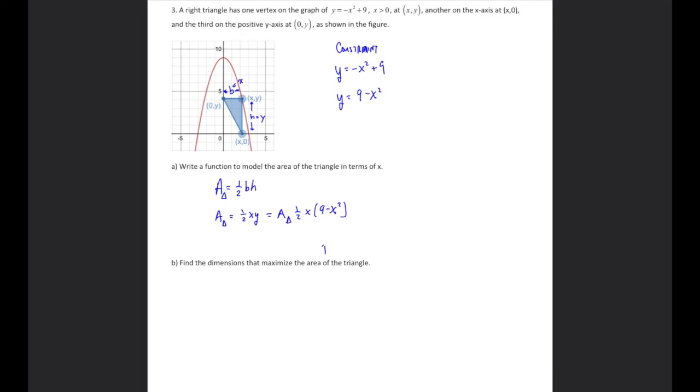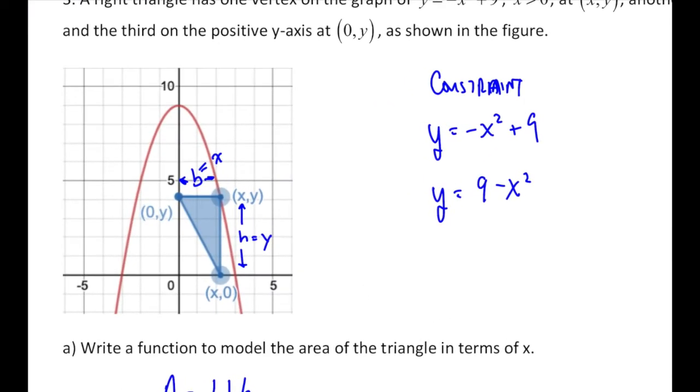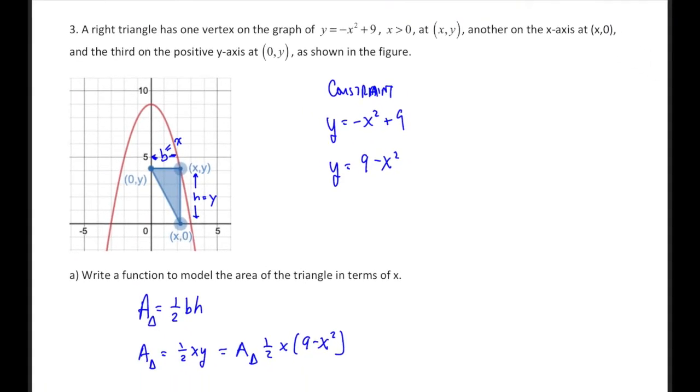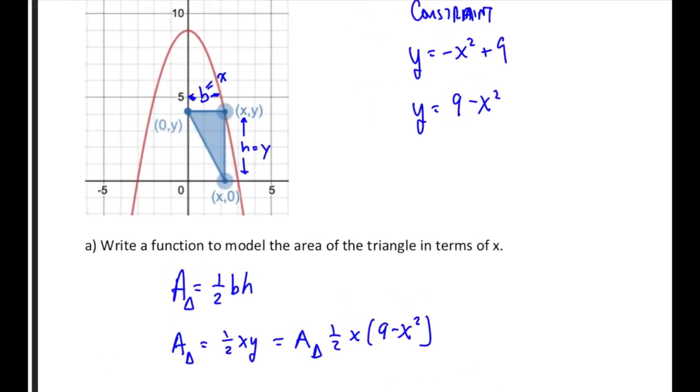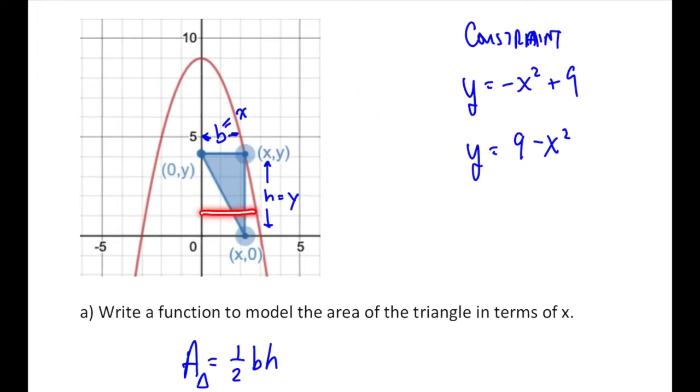Now, what's a reasonable domain? Since we're talking about underneath this curve here, we are in quadrant 1. Well, the least value that x can be has to be greater than 0. So my domain has to be at least 0. What's the largest value x can be? Well, we might have a triangle that's short, like that. We might have a triangle that's really, really tall, like that. We might have a triangle in between.